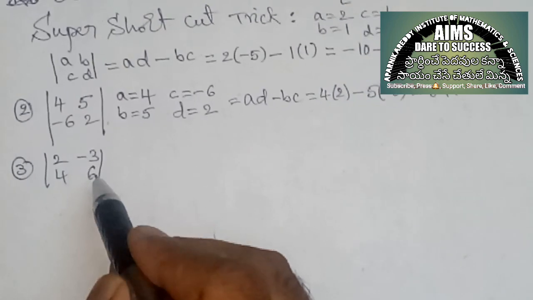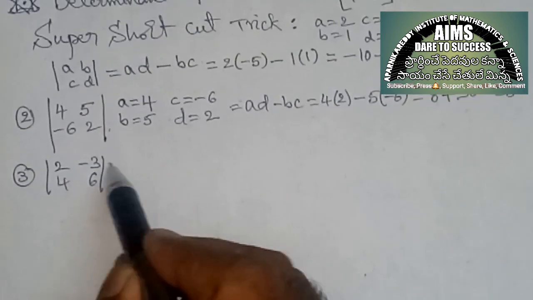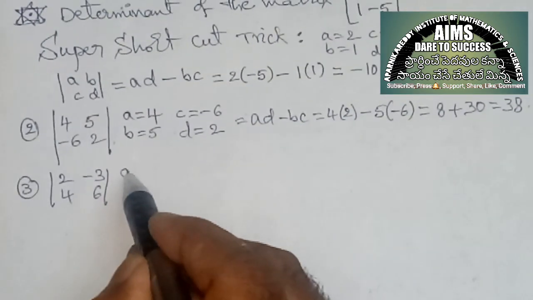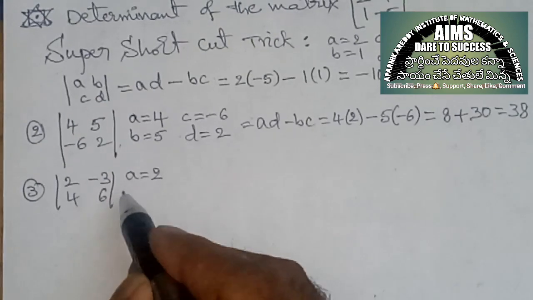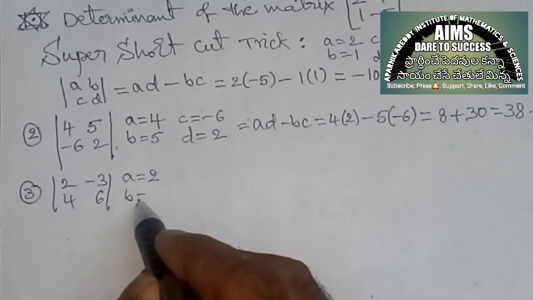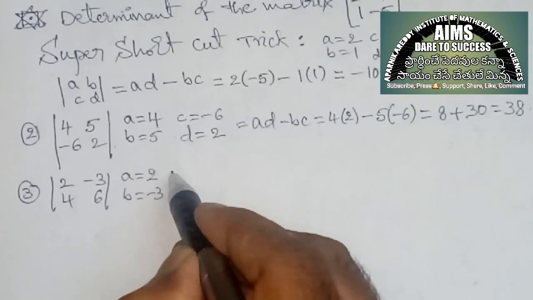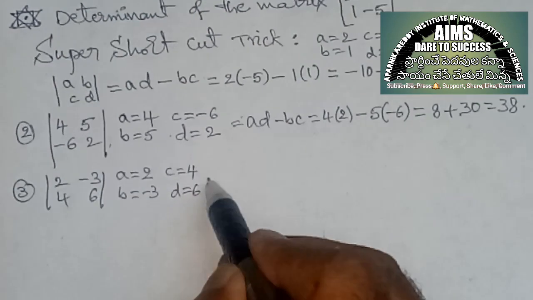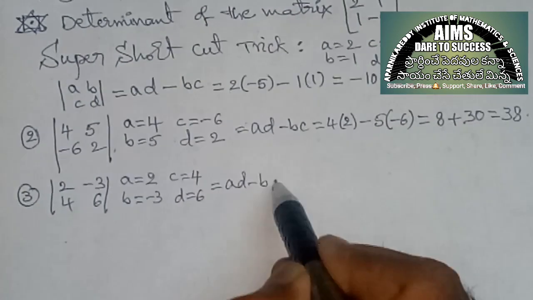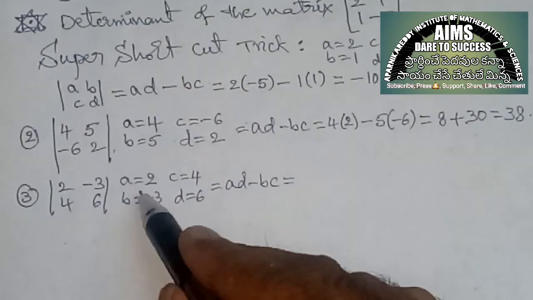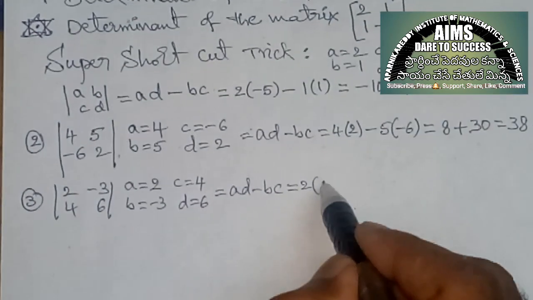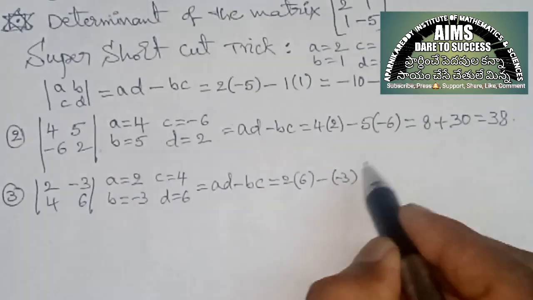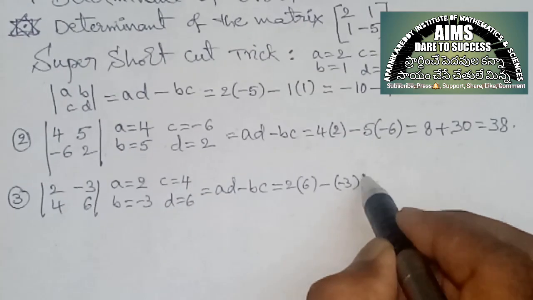Next, one more question I wanted to explain to you. Det 2, minus 3, 4, 6. Now I wanted to write the ABCD values. A is equal to 2, B is equal to minus 3. Next, C is equal to 4, D is equal to 6. Our shortcut formula is AD minus BC. Substitute A value 2 into D value 6. After that minus B value is minus 3 into C value is 4.